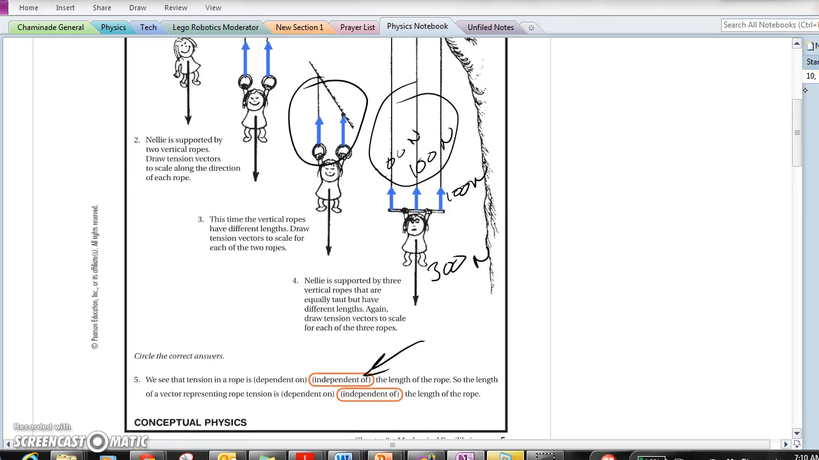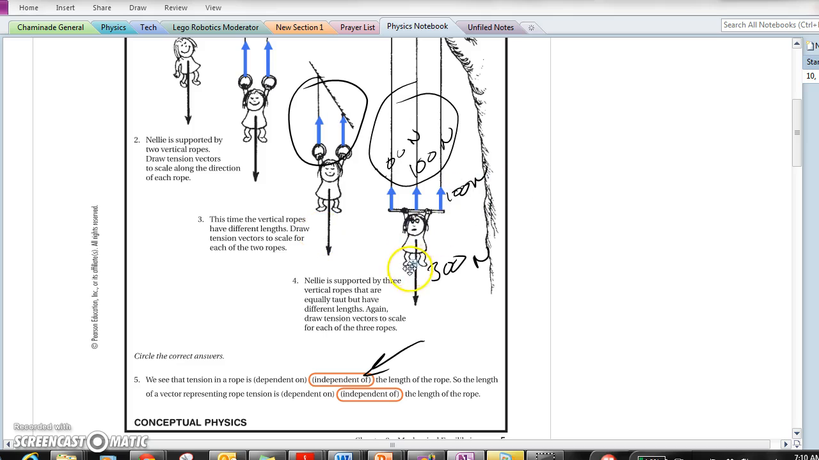First of all, ultimately what this page is explaining is that no matter what the length of the rope, the upward tension forces will not change. It's dependent on the number of ropes rather than the length of the rope.